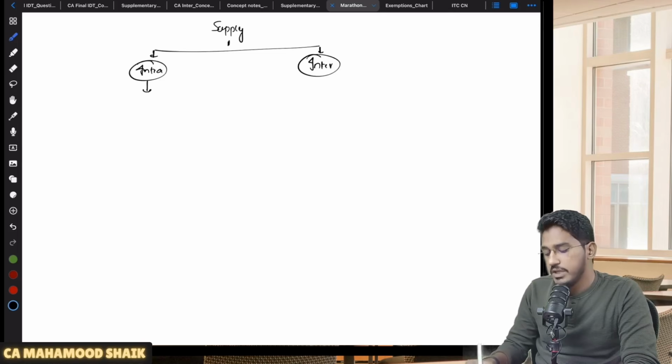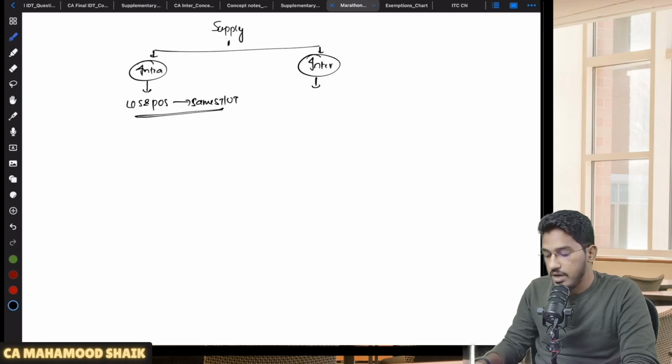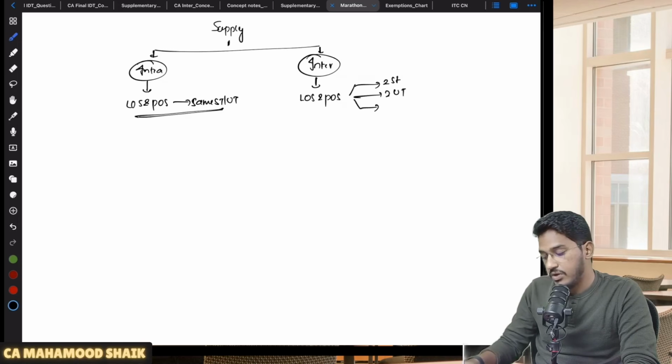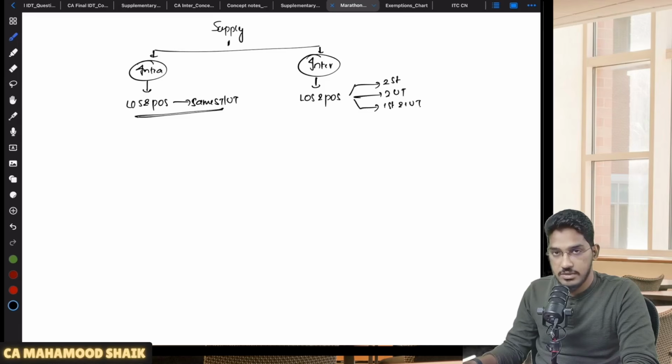If you remember the definitions: what do you mean by intrastate supply, and what do you mean by interstate supply? I told that if the location of the supplier and the place of supply both fall within the same state or within the same union territory, we call it an intrastate supply. On the other hand, if the location of the supplier and the place of supply fall in two different states, two different union territories, or between one state and one union territory, we call it an interstate supply.